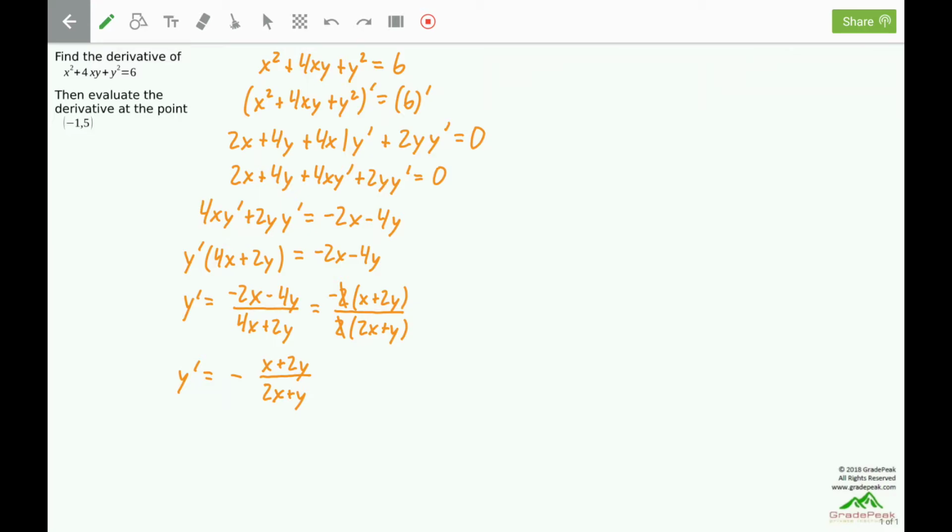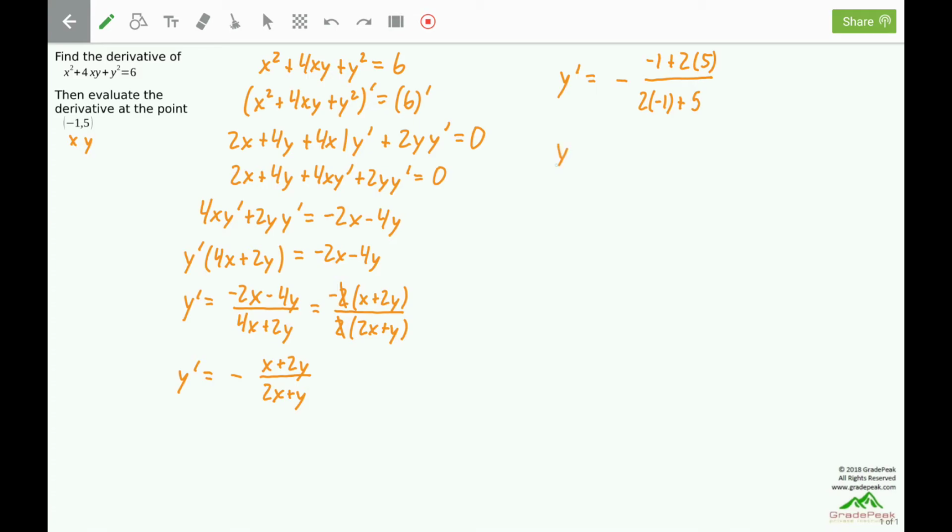From here, we can evaluate this at the point. This will be the x-coordinate and this the y-coordinate. We need both coordinates to plug into implicit derivatives. Generally, they have both x and y in the result. So y prime will equal the negative of, plugging in a negative 1 for x, we will have negative 1 plus 2 times plugging in a 5 for y, all over 2 times a negative 1 for x, plus a 5 for y.